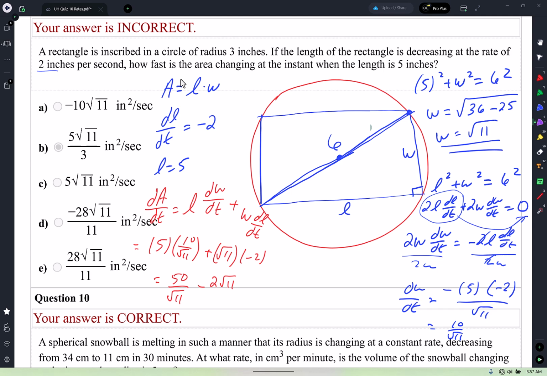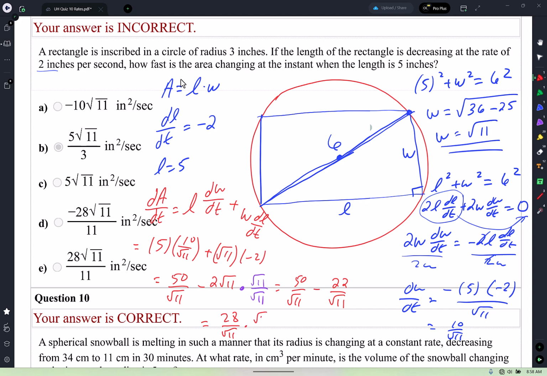What am I going to get? I'm going to get a common denominator. Multiply the right one here by square root of 11 over square root of 11. So here's what you're going to get. The left is still 50 square root of 11. This is what that is, right? 2 times 11 is 22. So 22 over square root of 11. 50 minus 22. Here's my final answer. 28 over square root of 11.